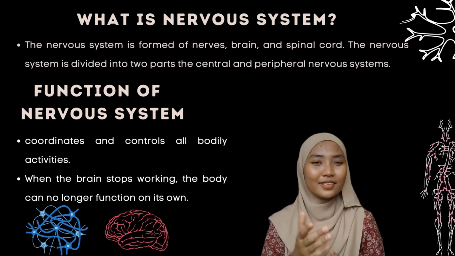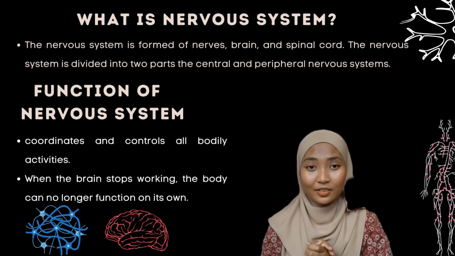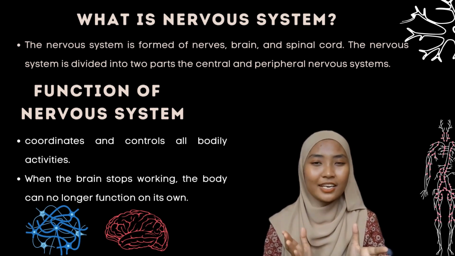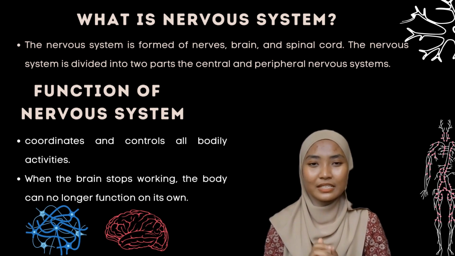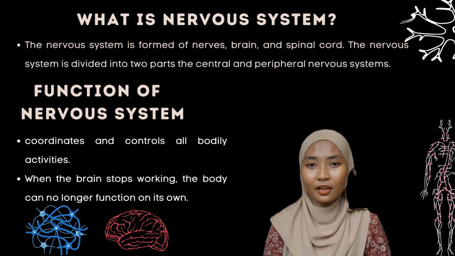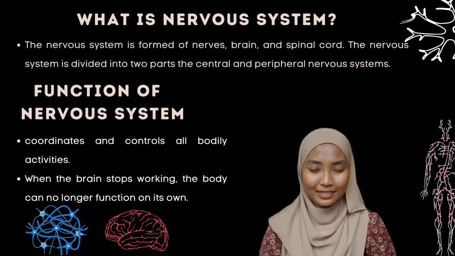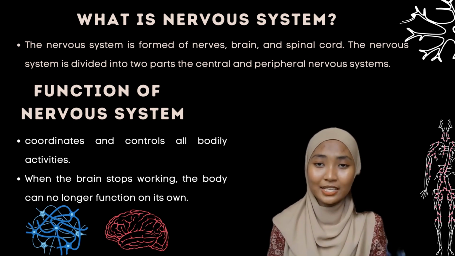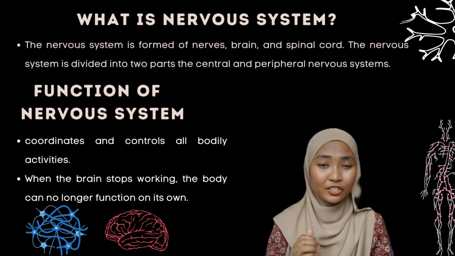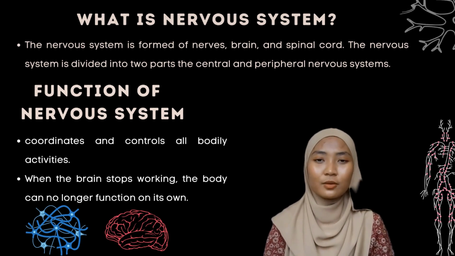Nervous system. What is the nervous system? The nervous system is the structure of the nerves, brain and spinal cord. In the nervous system, there are two primary parts, which are the central and peripheral nervous system. What is the function of the nervous system? The nervous system is the brain at its center, which coordinates and controls all body activity. When the brain is no longer functioning, the body is no longer able to live on its own.